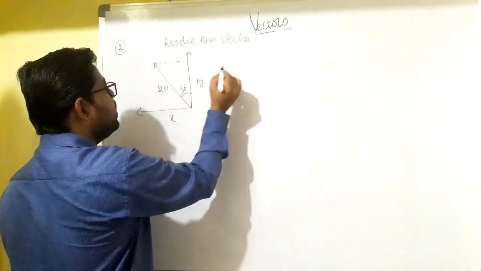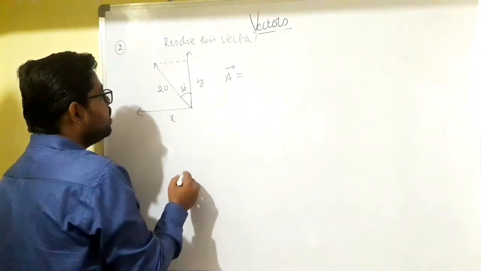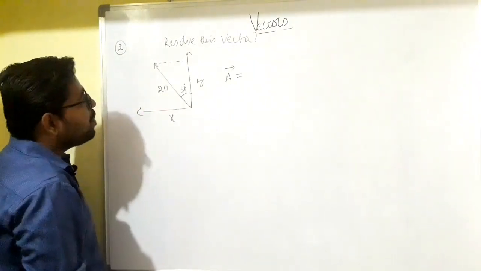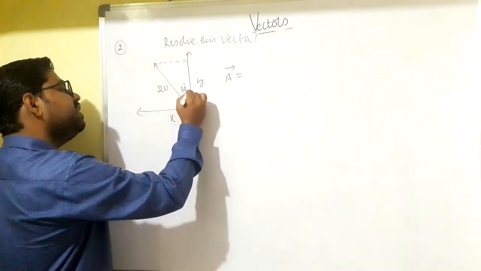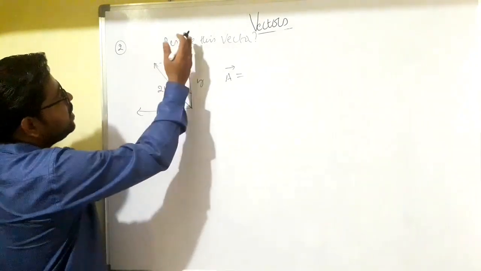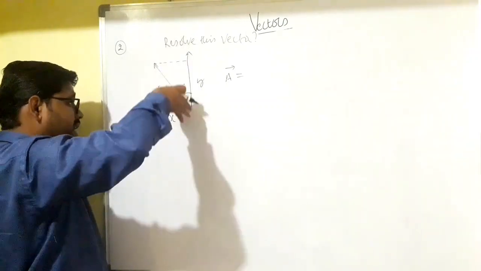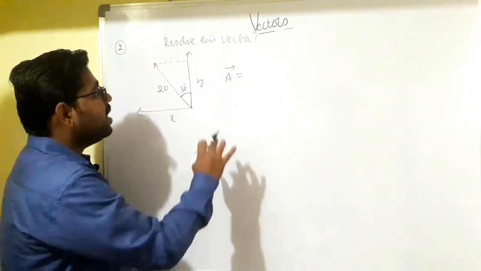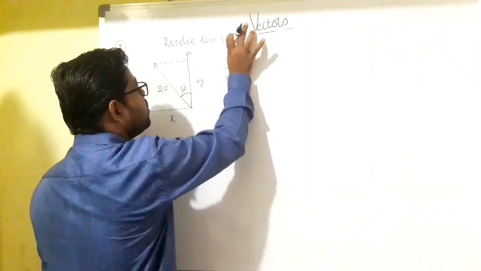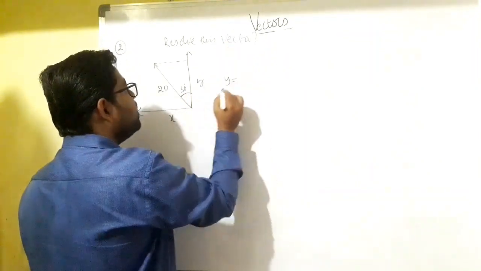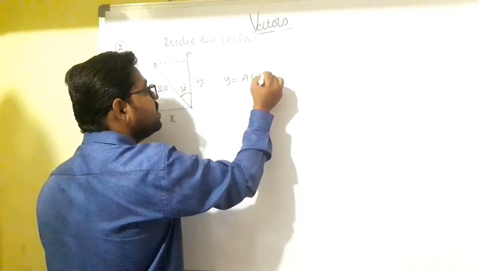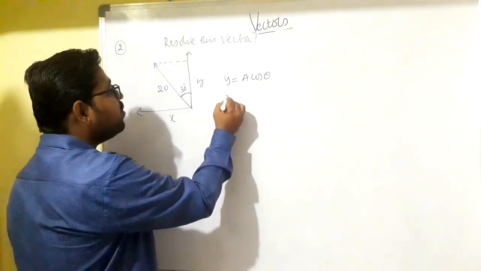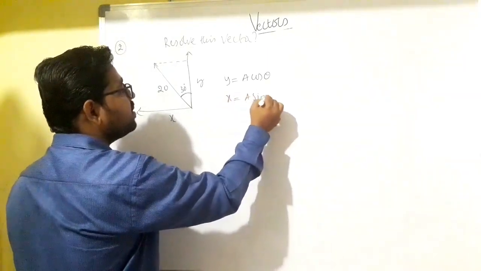A vector, let's call this 20 as a vector, is equal to, here in the previous case the angle was made towards the x-axis, but now we should consider exactly which axis the angle is made to. It is making an angle of 30 degrees with respect to the y-axis. So here our components will be different. The y component is nothing but a cos theta here, and in this case the x component will be a sin theta.